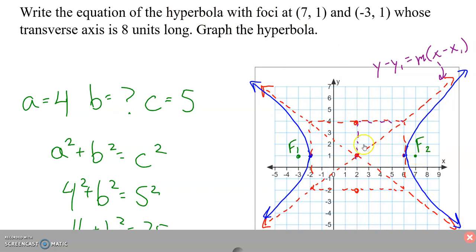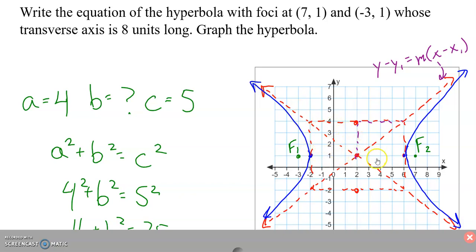The next thing I needed to do was find the center, and I did that by just going halfway between these two foci, so that's at 2, 1. The next thing I did was I drew in my transverse axis. If it's 8 units long, the center will be the midpoint of that, so I basically went 4 units on each side, and the transverse axis connects the vertices, so I knew that 4 units from the center would be a vertex, and 4 units that way would also be a vertex. I knew it was horizontal because it needs to be lined up with the foci, which are arranged left and right of each other.